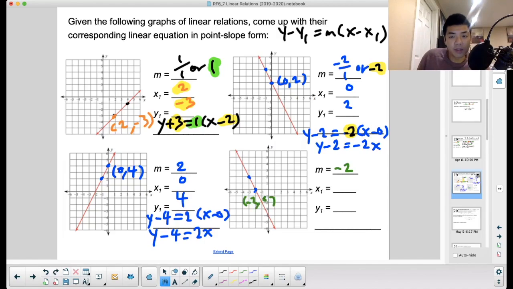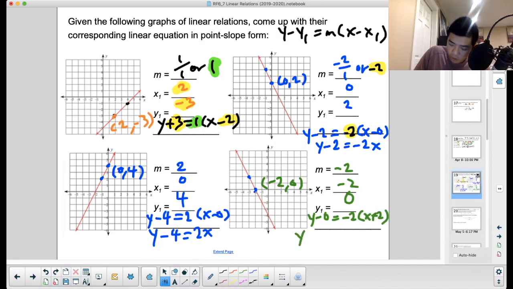Oh, that's a lot messier than I thought it'd be. Negative 2, 0 is going to be my chosen point, my x1, y1. So we've got negative 2 and 0. So here we've got y minus 0 is equal to negative 2 times x plus 2 as my linear equation. Can I simplify this a little bit? Sure, y minus 0 is just y. So y is equal to negative 2 times x plus 2.